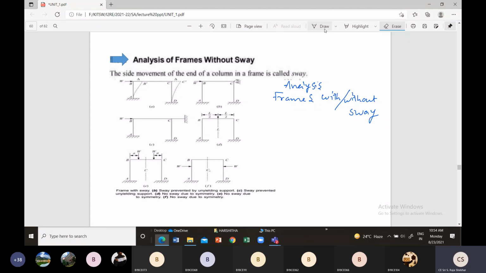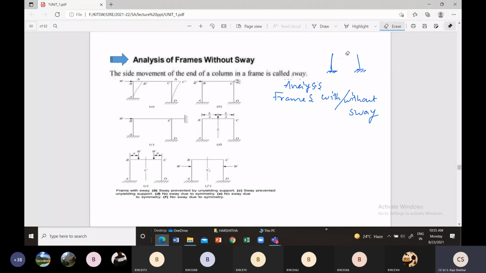So here, the frame is nothing but, this will be the frame. A frame consists of columns as well as beams. A frame is a structure which is a combination of beams as well as columns. So that structure is called a simple frame. This is a simple frame.